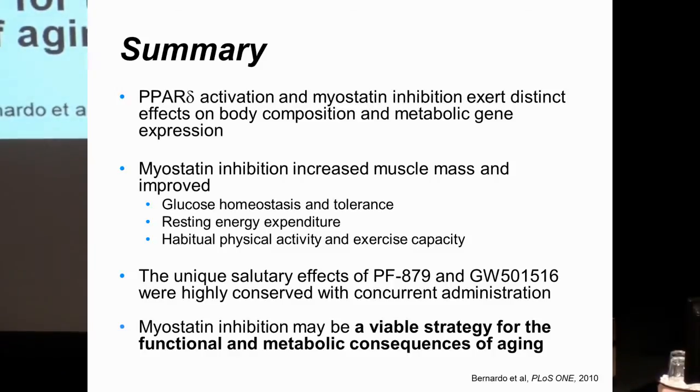We think that the impact of myostatin inhibition on metabolism really has to do with increasing skeletal muscle mass, though we do see some changes in circulating levels of adiponectin. This is resulting in improved glucose homeostasis and tolerance, an increase in resting energy expenditure, and again, positive effects on clinically meaningful outcomes for the aging world, which include endurance and exercise capacity.